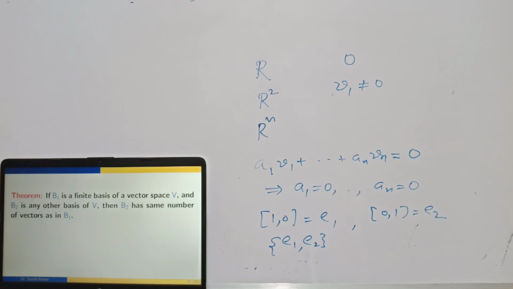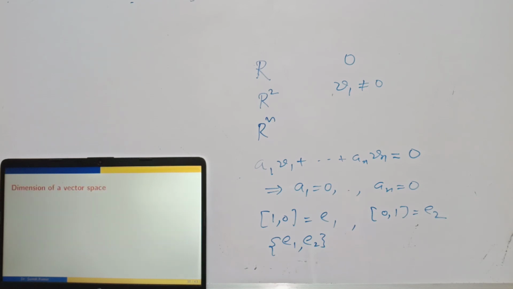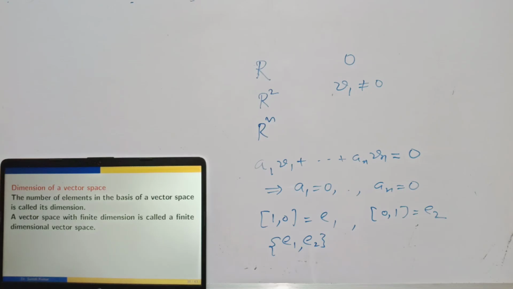Again, this is a very important result. The number of elements in the basis of a vector space doesn't vary. Elements can vary, but the number of elements doesn't vary. This leads to a key definition, the dimension of a vector space. What is dimension? The number of elements in the basis of a vector space is called its dimension. So you find any basis of the vector space, count the number of elements in the basis, that gives the dimension. Okay. Dimension of R2 is 2, dimension of R3 is 3, dimension of M22 is 4, like that.